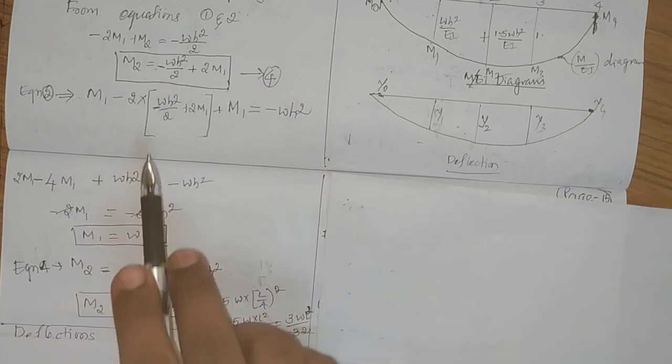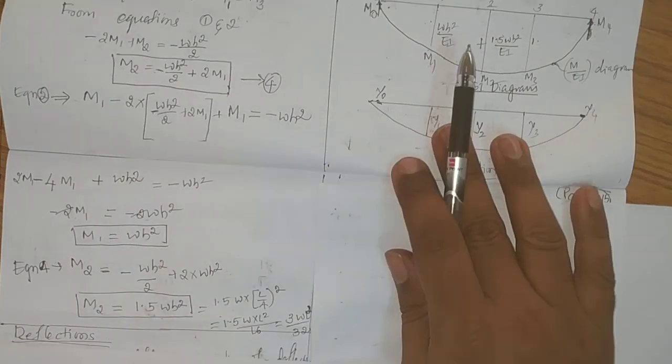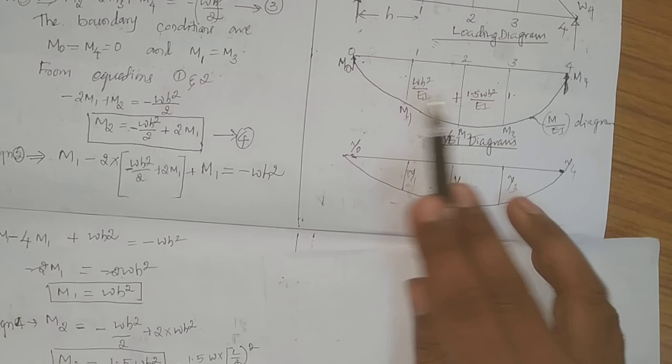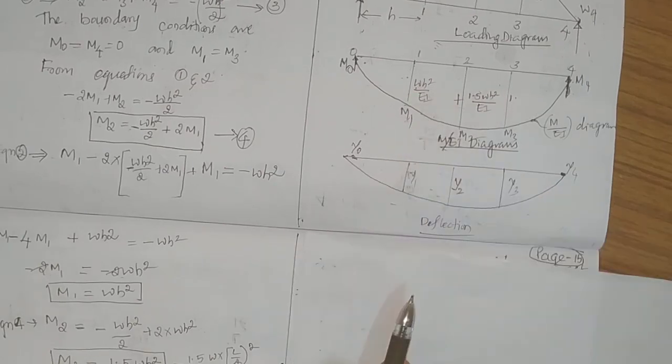And also we know that if you know the value of m1, that is equal to m3 as well. So we got all the bending moment values from the finite difference method. This is how we need to do the finite difference method bending moment calculation.